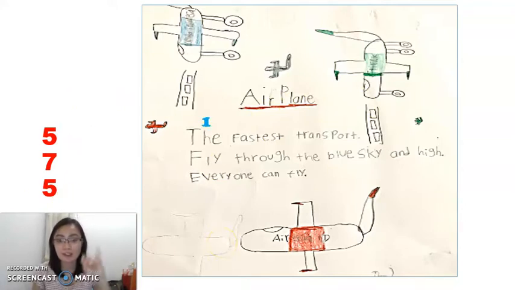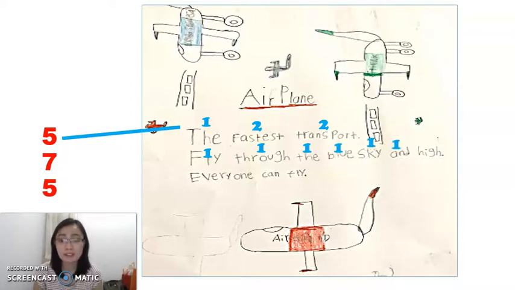Let's start with the first line. The fastest has 2. Transport, 2. So 1 plus 2 equals 3, plus 2 equals 5. Correct. Let's go to the second line. Fly is 1. Through is 1. The is 1. Blue is 1. Sky and high. So it is 7. Correct.